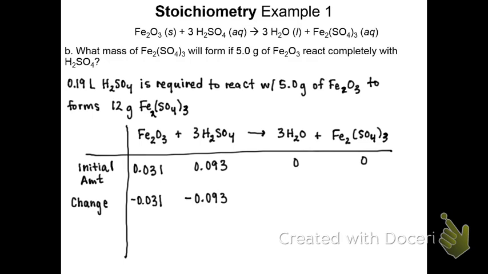And then we know that 0.031 moles of iron sulfate will form. And then we can fill in the water, even though the question didn't actually ask it. And this is actually a pretty simple calculation because we can see that for every 3 moles of sulfuric acid that react, we form 3 moles of water. So that means the same number of moles of water form as sulfuric acid react. And so our final amounts will be 0 for each of the reactants, and then 0.093 and 0.031 for the products.